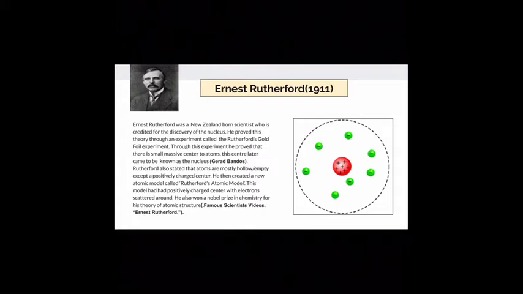He then created a new atomic model which came to be known as Rutherford's atomic model. This model had a positively charged center with electrons scattered around. He also won a Nobel Prize in chemistry for his theory of the atomic structure.